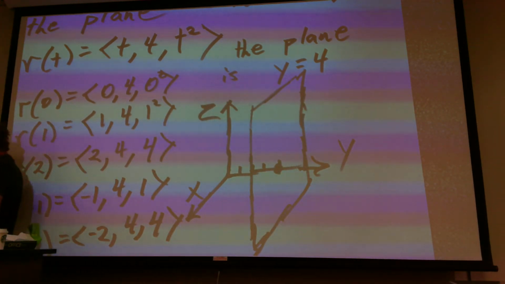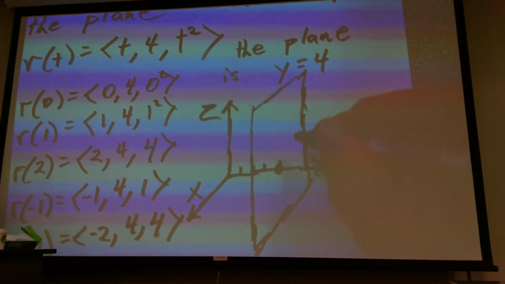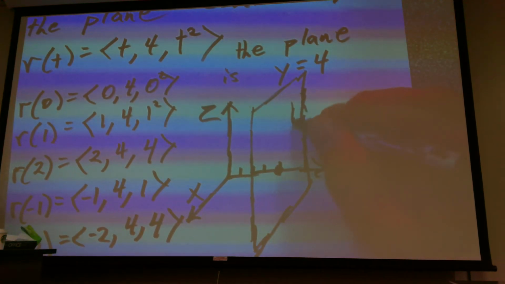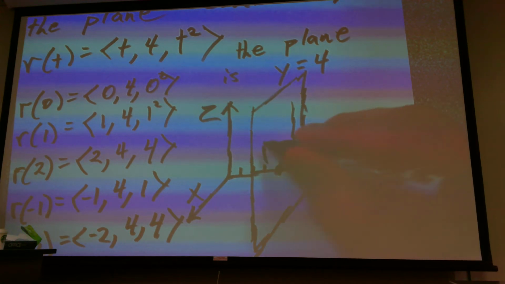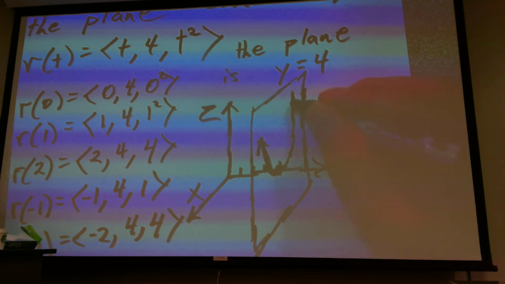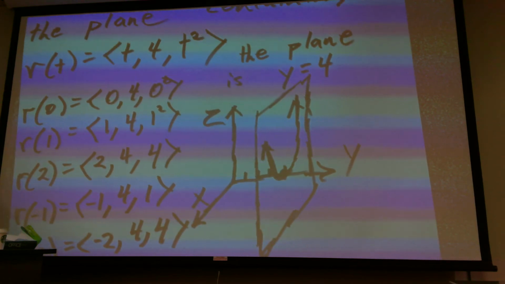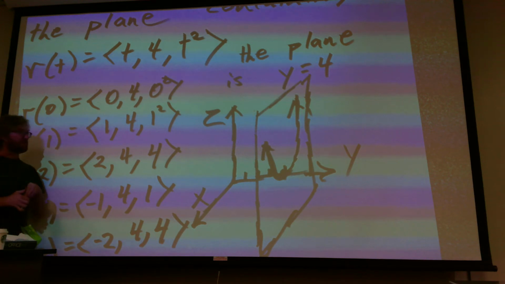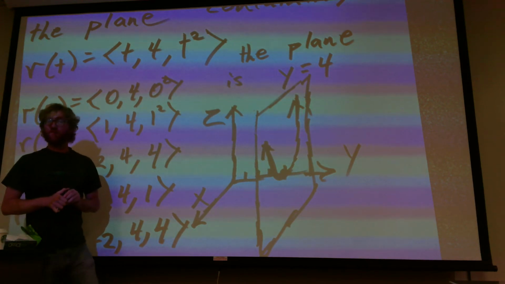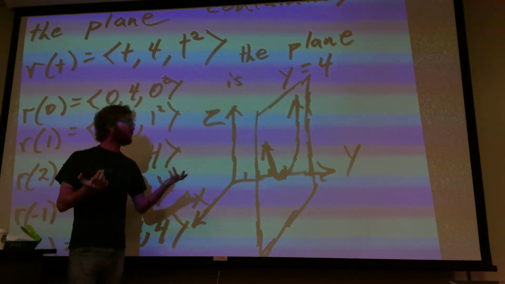So what does this end up looking like? You come down. This will look a little bit funny because I'm trying to draw three-dimensional things. Sort of like that right there. Okay. So this becomes a quadratic parametric equation just trapped within the plane y equals 4.